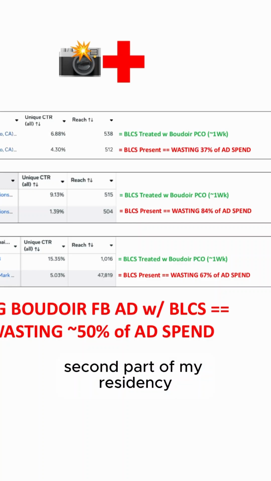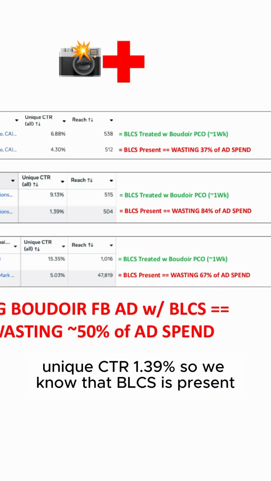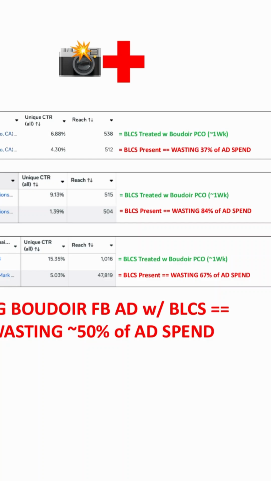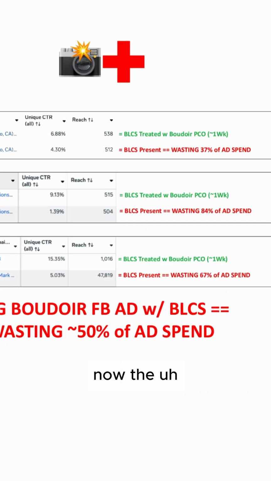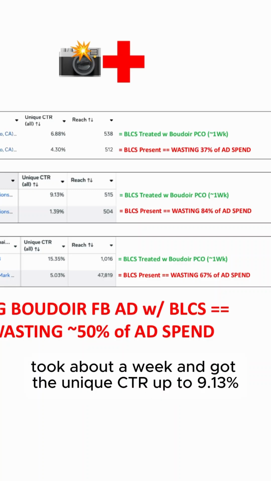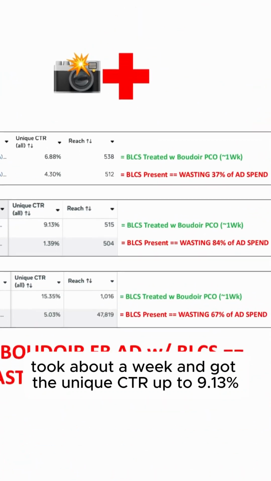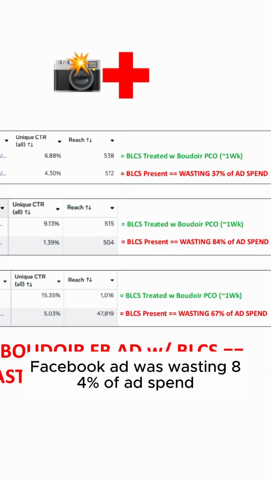Second part of my residency, found another Boudoir Facebook ad out there. Unique CTR 1.39%. Unique CTR under 6%, we know that BLCS is present. Now we duplicated it, treated with Boudoir Pico, took about a week, and got the unique CTR up to 9.13%. So we found out the original Boudoir Facebook ad was wasting 84% of ad spend.